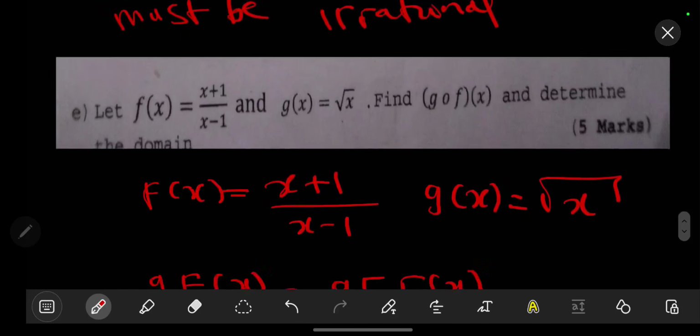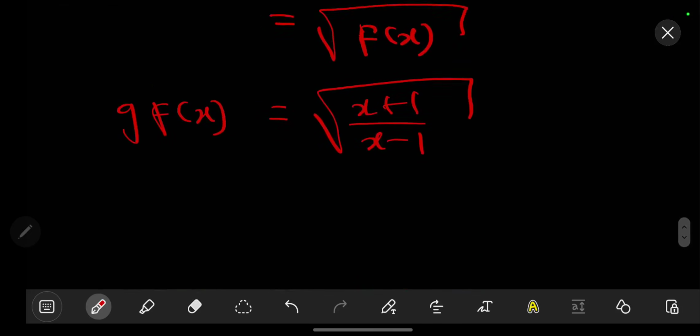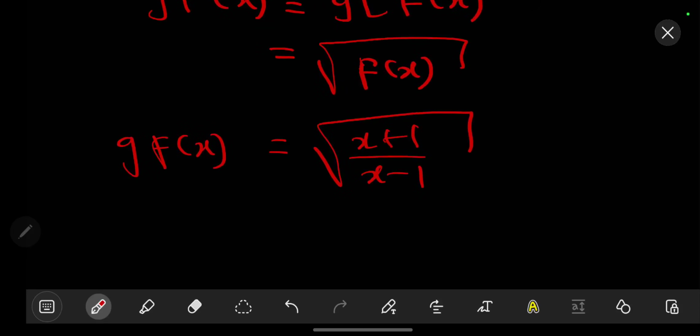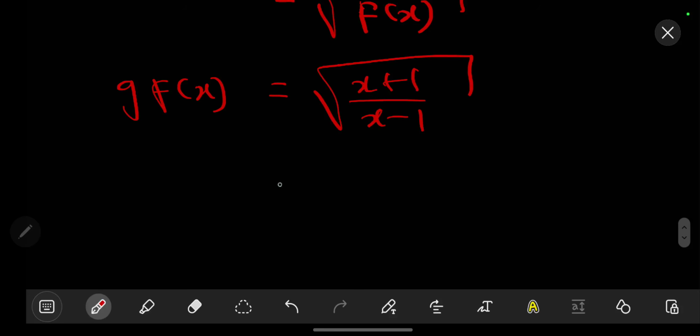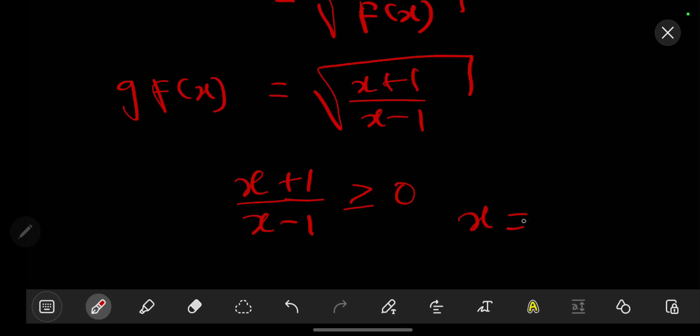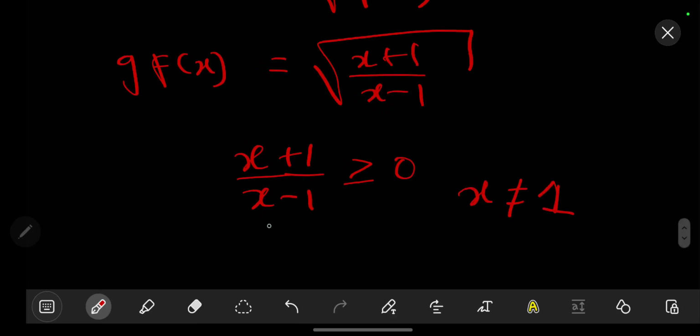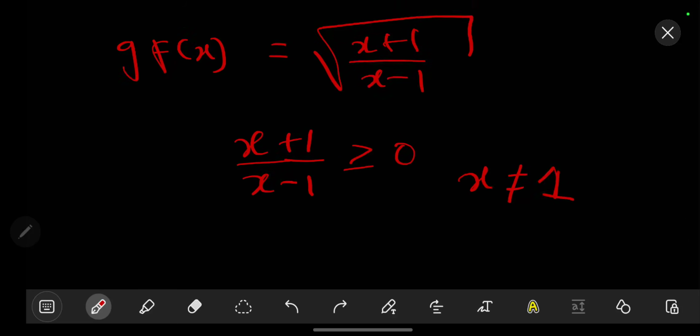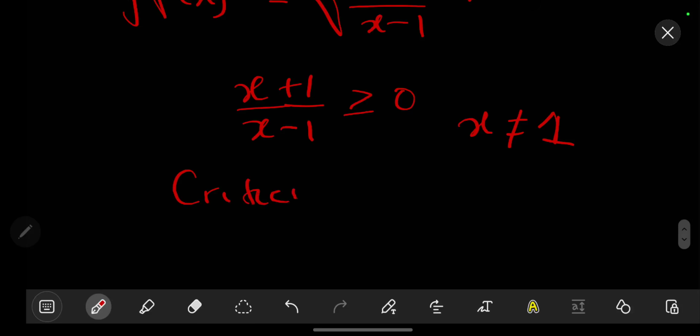Therefore, since we have the square root, whatever is inside, x plus 1 over x minus 1, we set it greater than or equal to 0. But remember, x cannot be equal to 1, because if we put 1 minus 1 on the denominator, we don't want a 0 on the denominator. Whatever makes the denominator equal to 0, you should set it not equal to that. But we are still going to use it to find our critical values.